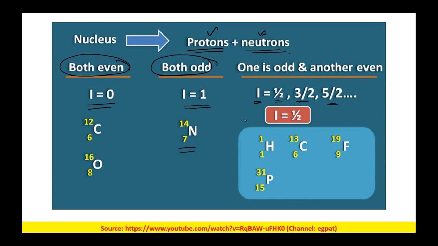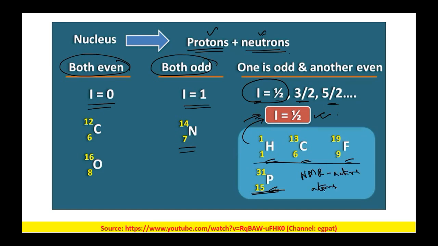However, for NMR spectroscopy, we will only consider the nuclei which give us an I value of half. In this case we have a select number of atoms which satisfy this condition, that I equals half, and those are the hydrogen atom, the C13 carbon atom, F19, and P31. So these atoms are NMR active.